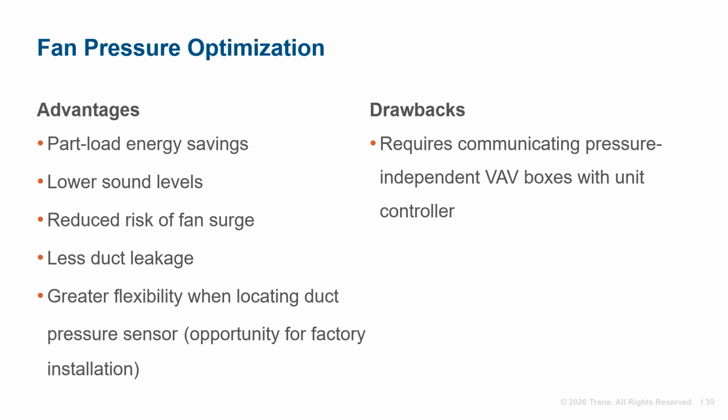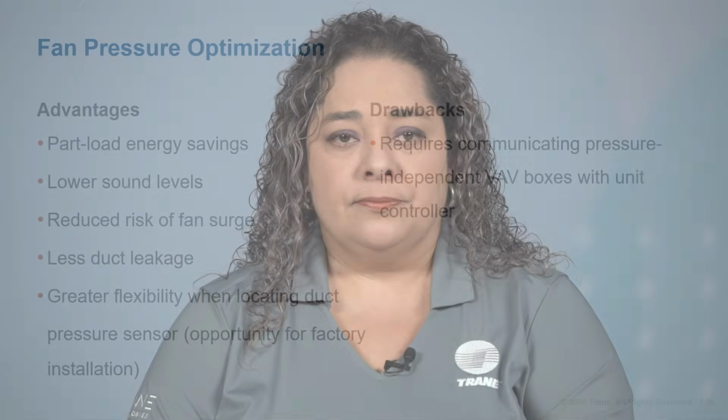One drawback is that VAV boxes need to be pressure independent with a unit controller. For new systems, this is the standard, but for a retrofit, it could be an issue. Fan pressure optimization can be programmed into a building automation system. It can also be implemented using the trim and response sequences of operation.